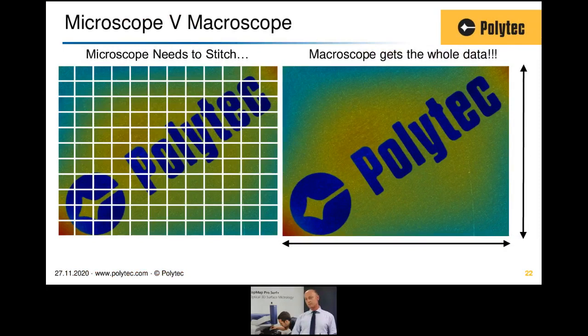So clearly the most obvious is when you want to measure larger areas, the microscope has to do image stitching, whereas a macroscope system will naturally capture larger areas fuller in one measurement capability.